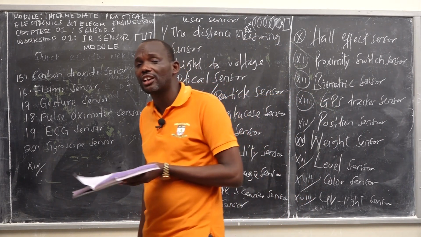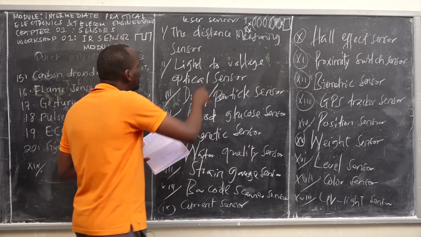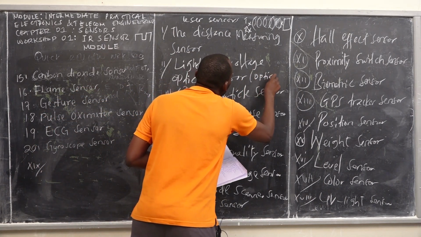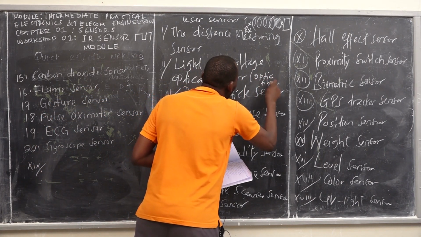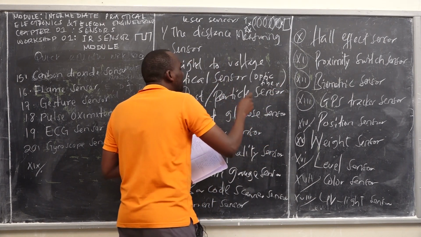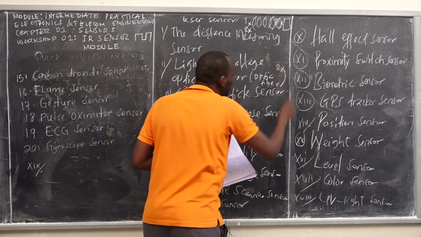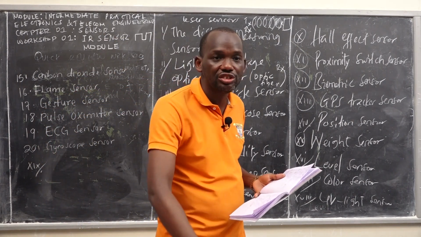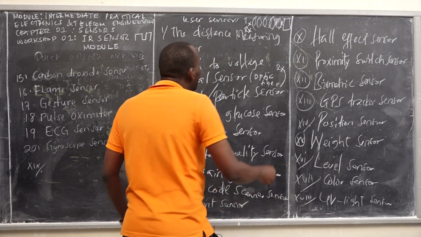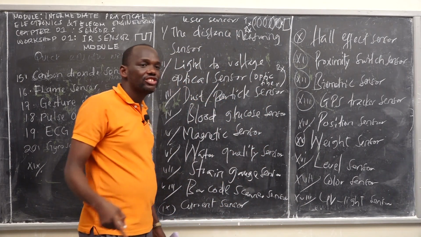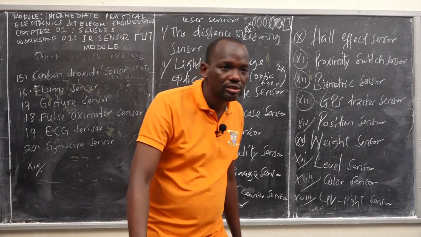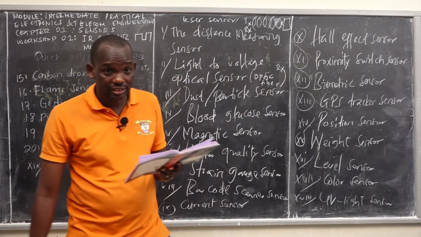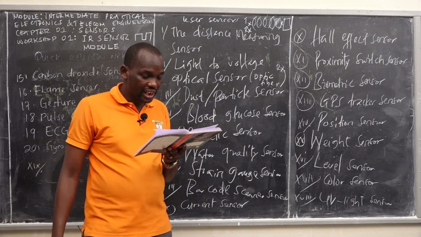Light to voltage sensor. Say light to voltage sensor. This one we use often in optic fiber, in the receiver part, because in the receiver, light has to be converted into electric energy. In the optic fiber transmitter part, electric energy has to be converted into light, which is visible light. Are we together, class? Yes.